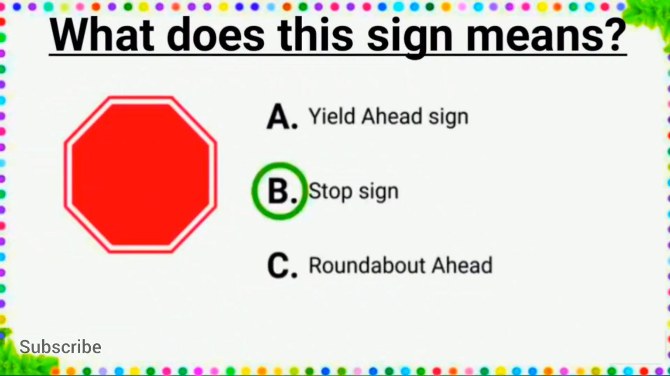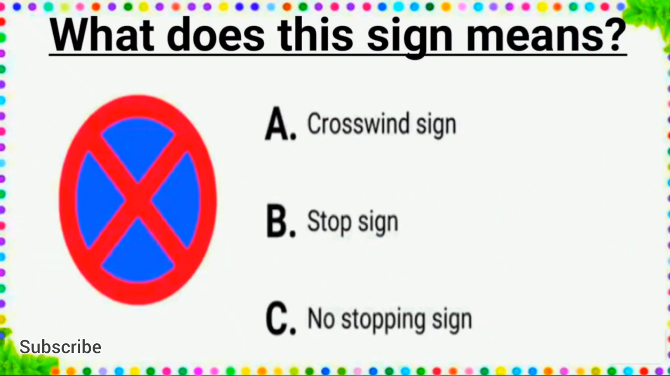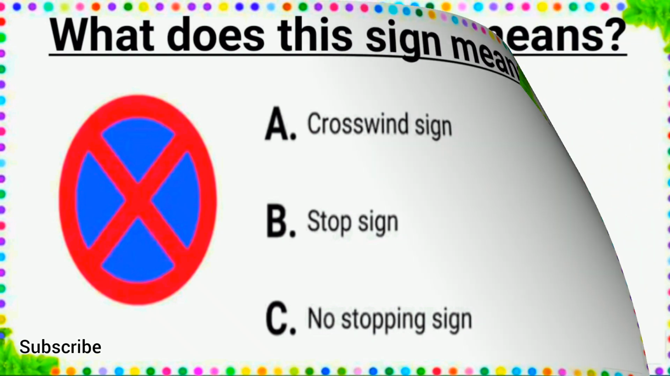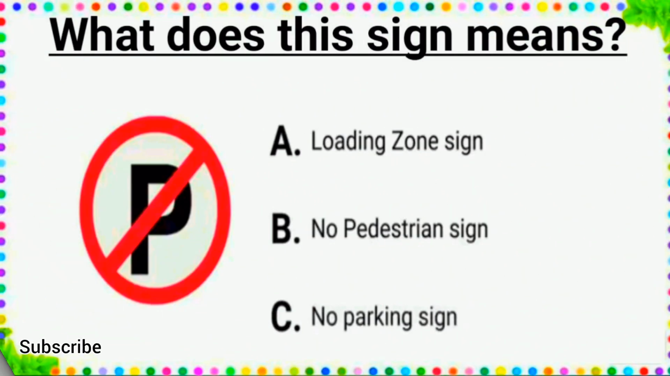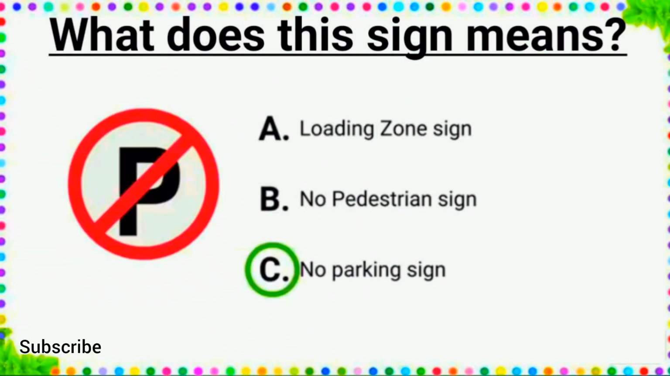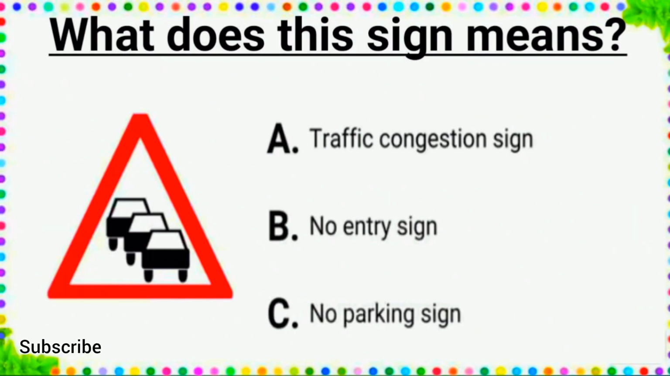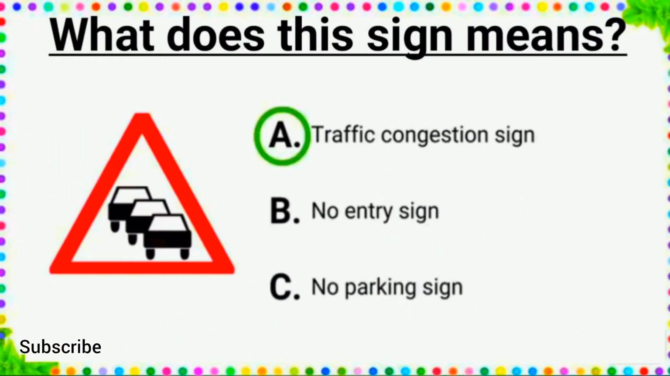Stop sign. What does this sign mean? A, B, C. Correct answer C option. No stopping sign. What does this sign mean? A, B, C. Correct answer C option. No parking sign. What does this sign mean? A, B, C. Correct answer A option.